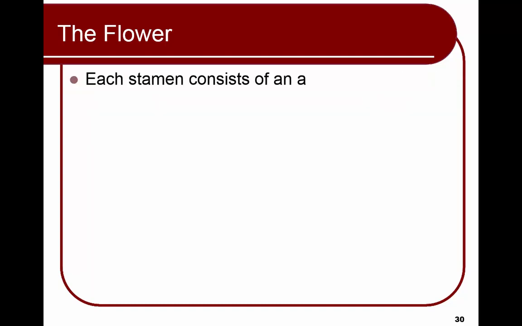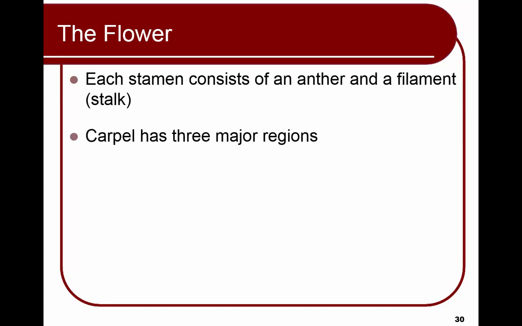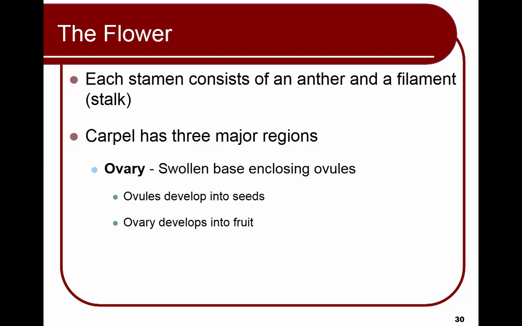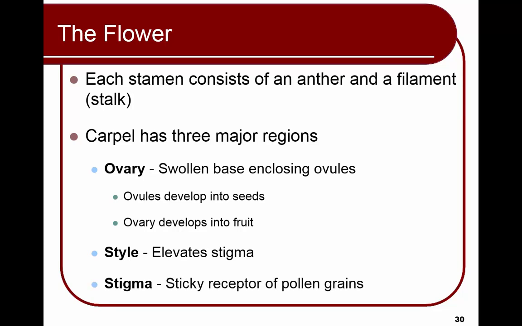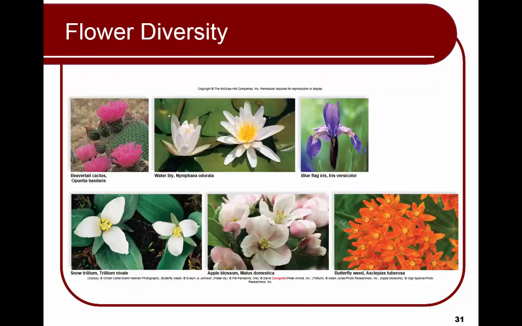Now, each stamen, which is the male part, has an anther and a filament. The filament is the stalk. The female part is the carpel. It has three regions: the ovary, which is swollen at the base, and it's got the ovules in it that develop into seeds, and the ovary becomes the fruit. There's the style, which is the stalk that elevates the stigma, which is sticky on the tip so that pollen grains will stick to it.